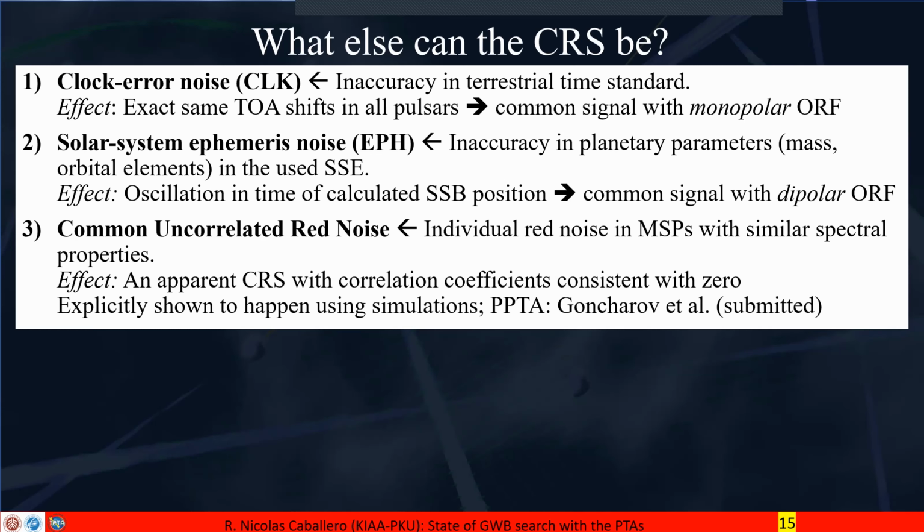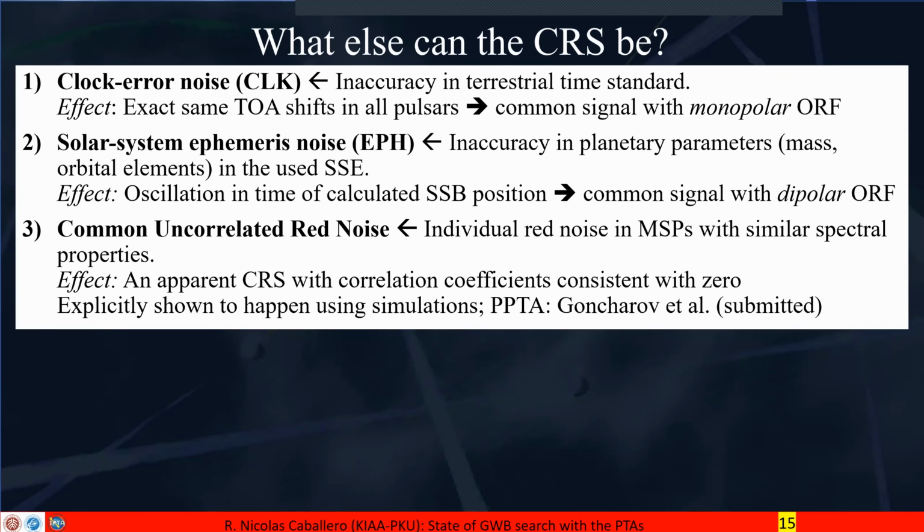The other possibility is inaccuracies in planetary parameters, whether of mass or orbital elements, in the solar system ephemeris that we use to calculate the solar system barycenter. The effect of that would be an oscillation over time in the calculated SSB position, which will lead to a common signal with a dipolar ORF.